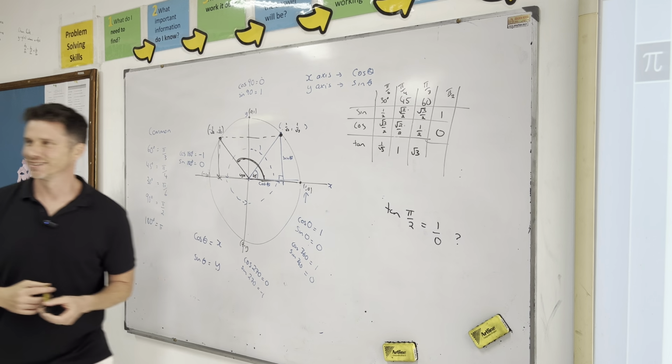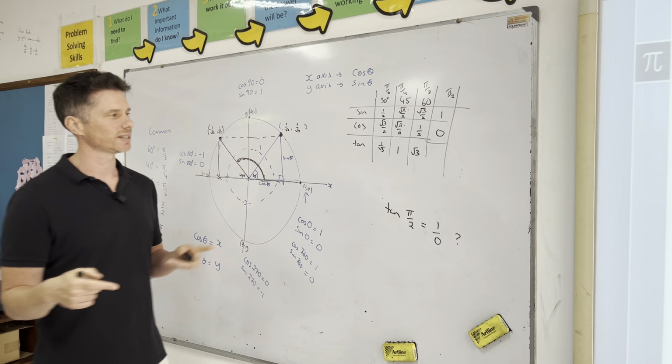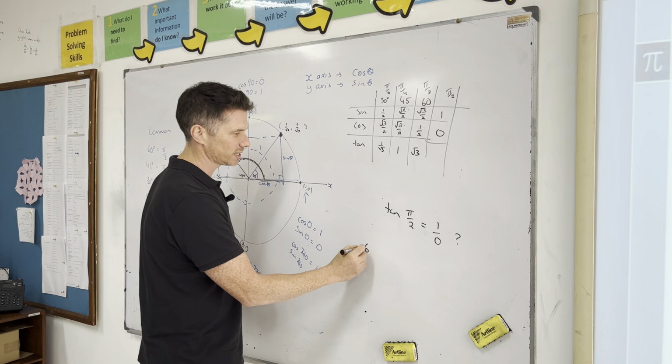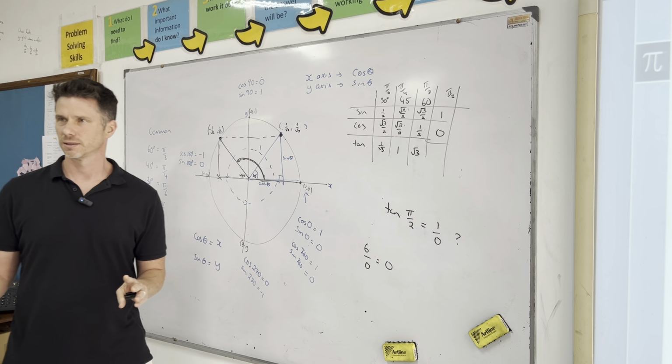It's not allowed. All right, if you're allowed to divide by 0, let's take a different example. Let's say we say 6 divided by 0 is 0. Let's say we say that, right?